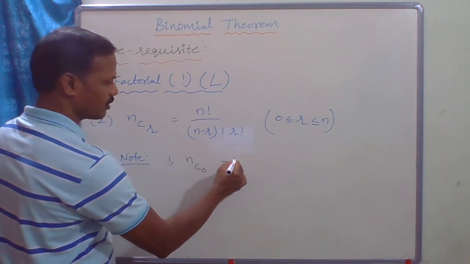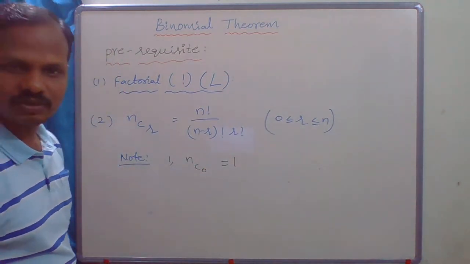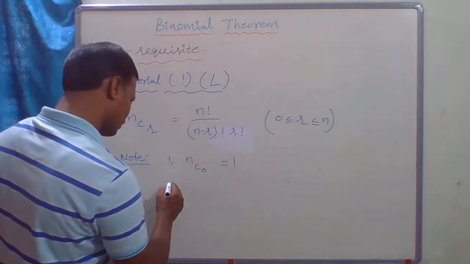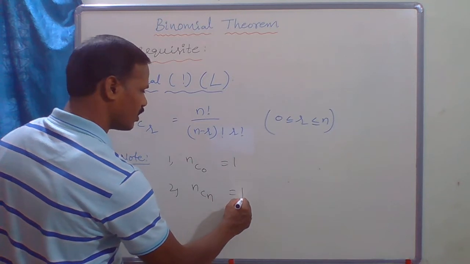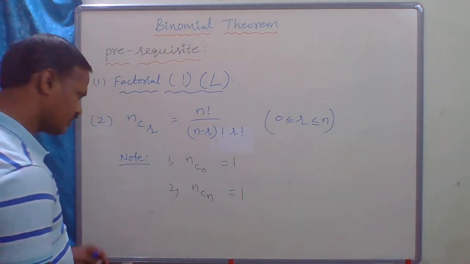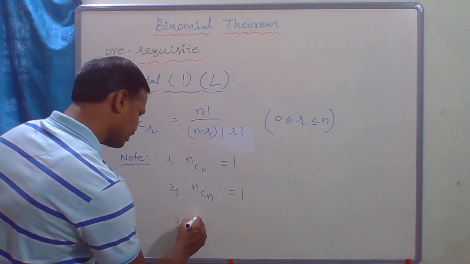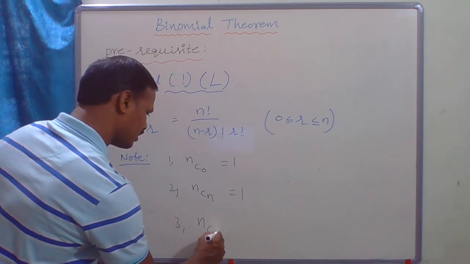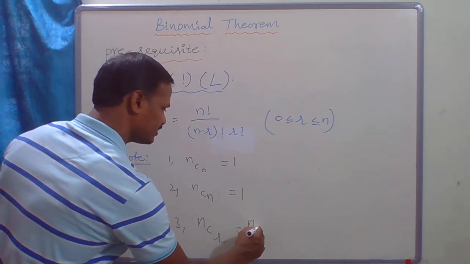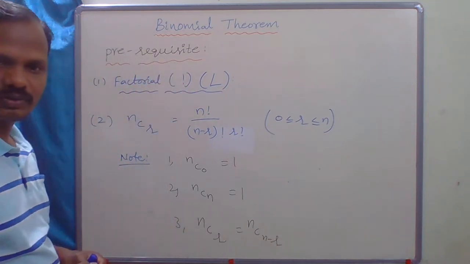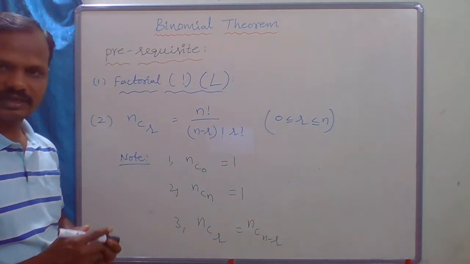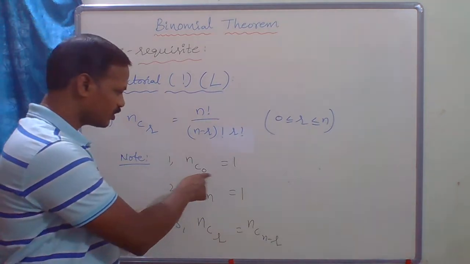NC0 equal to 1. NCN equal to 1. Next, NCR equal to NC n minus r. So NC0 equal to 1.